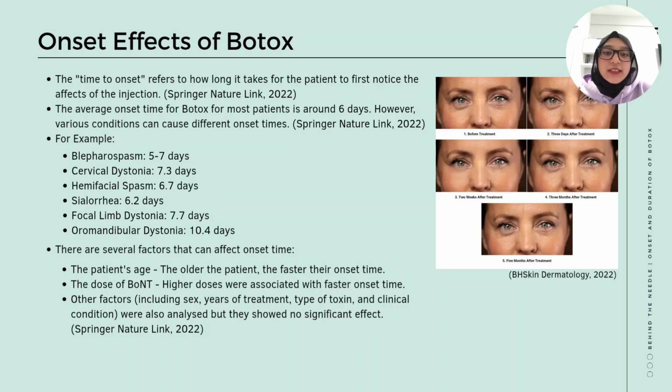There are several factors that can affect onset time. For example, the patient's age, the dose of the Botox, and other factors such as sex, years of treatment, type of toxin, and clinical conditions. However, these factors were analyzed and showed no significant effects on onset time.